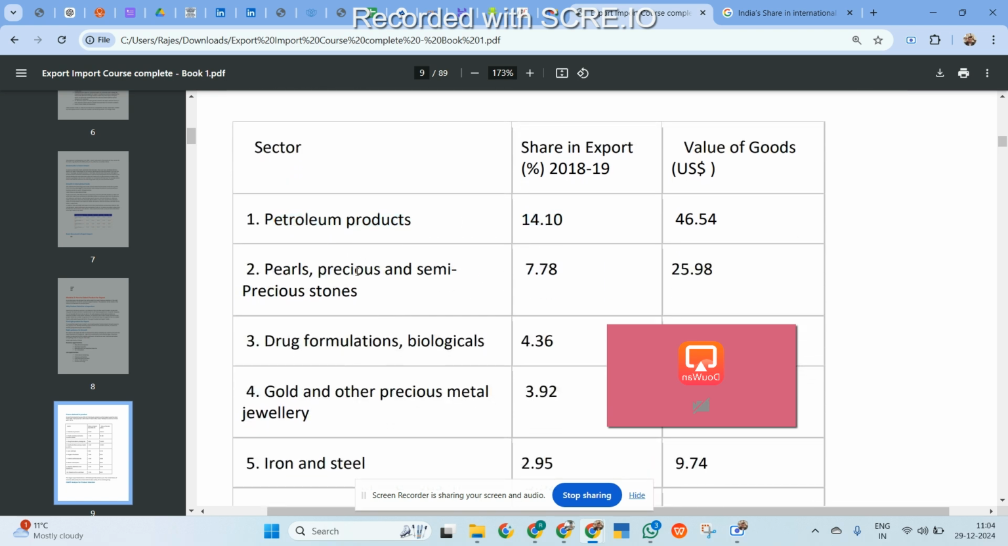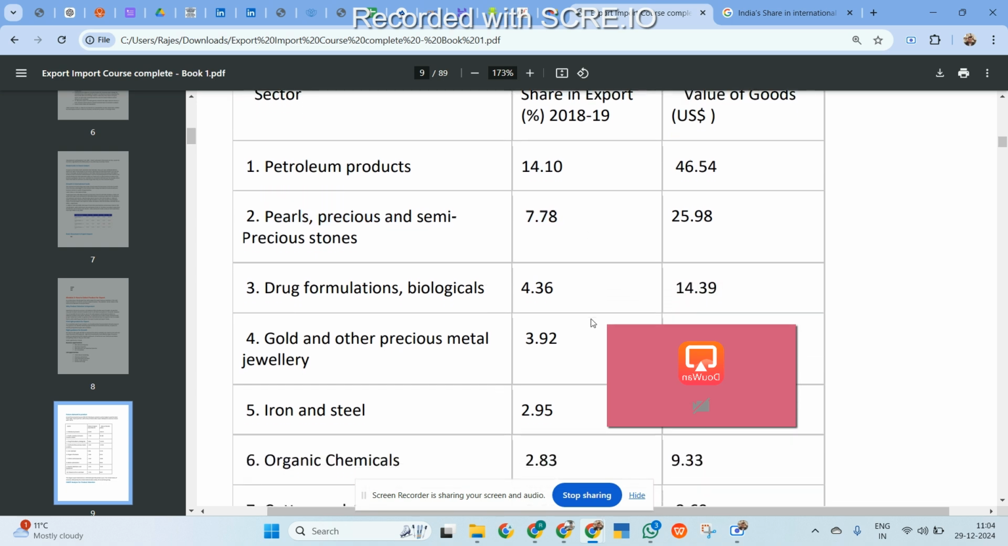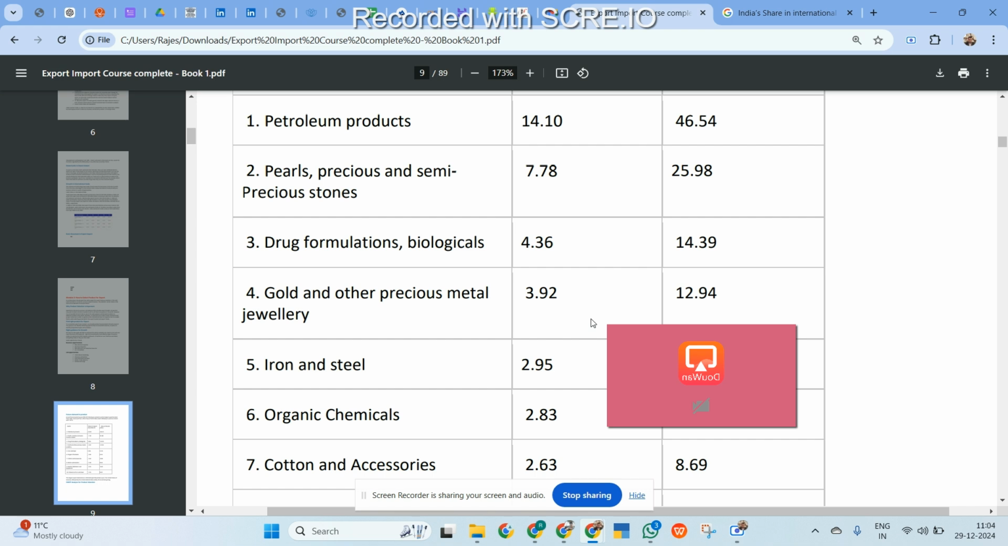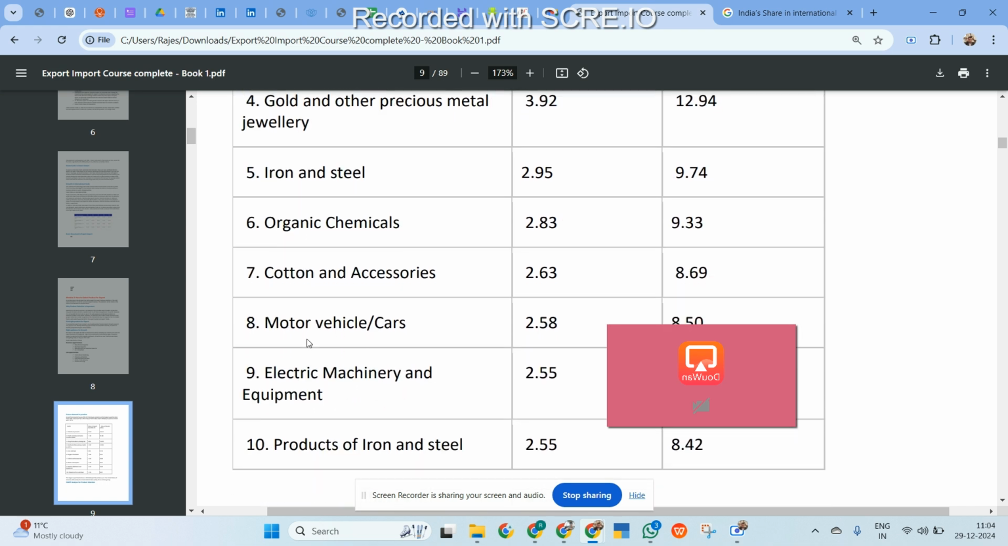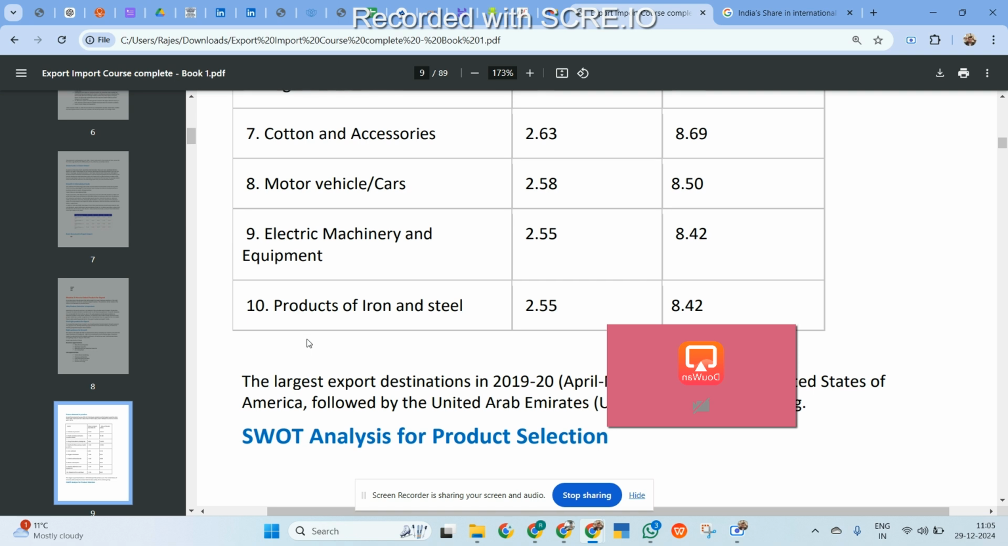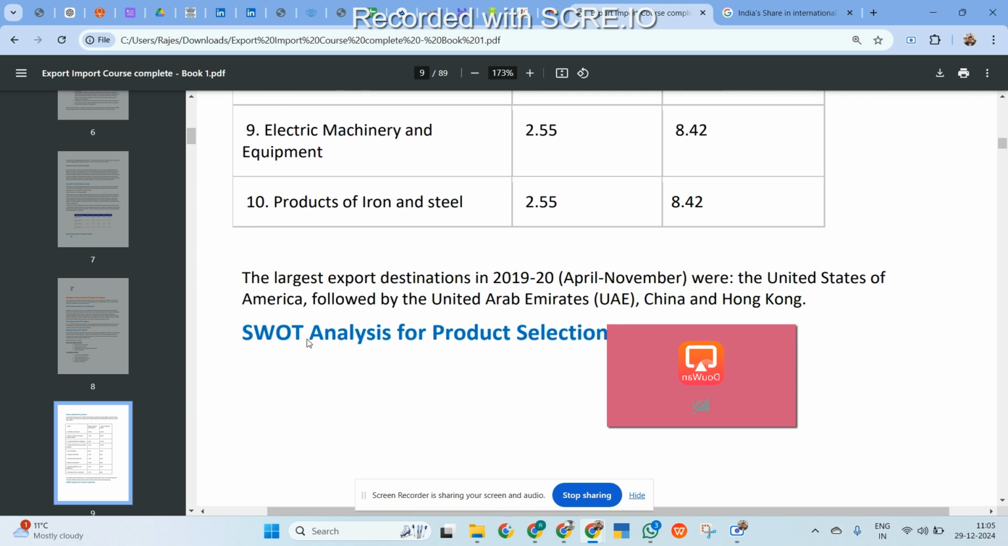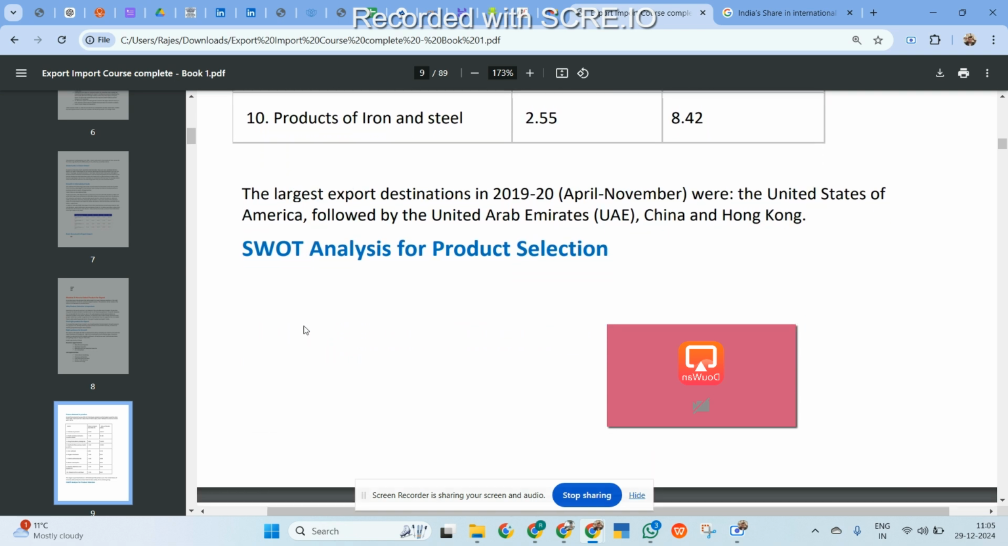That is governed by government bodies itself. No private player, I don't think so. Pulses and jewelry, it's good. Private players are also there, and it's 7.8% as per 2018-19. It is increasing and decreasing. Then drugs, then gold, iron, steel, cotton, motor vehicles, electric machinery, equipment, products of iron and steel.